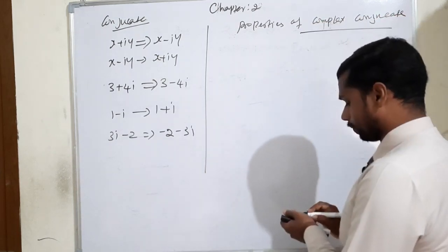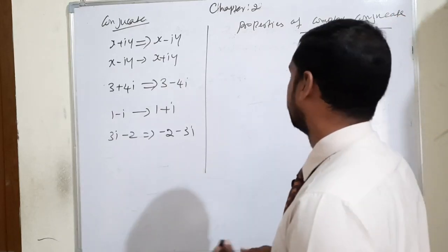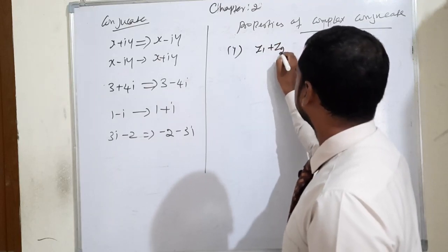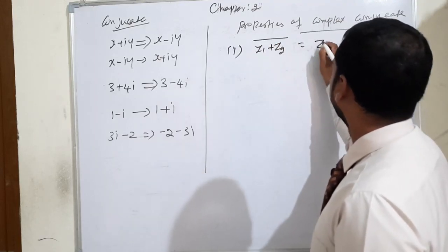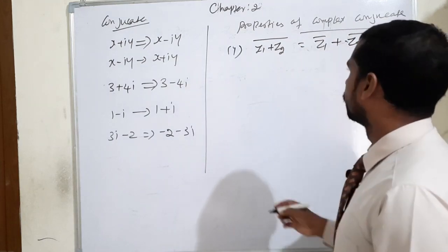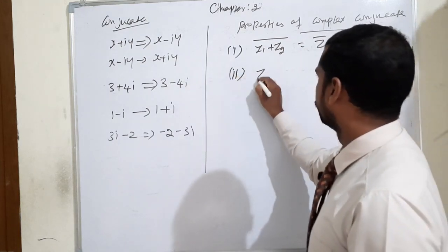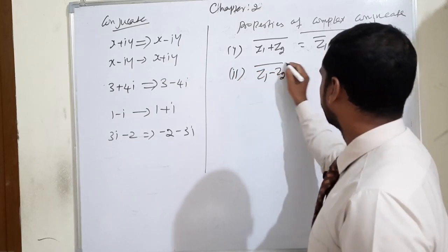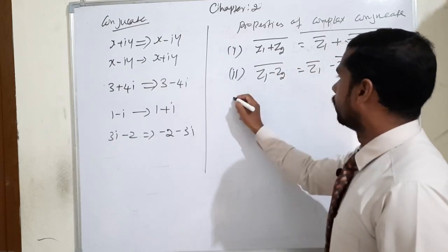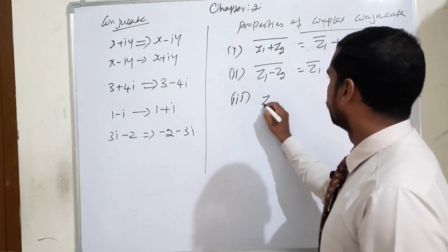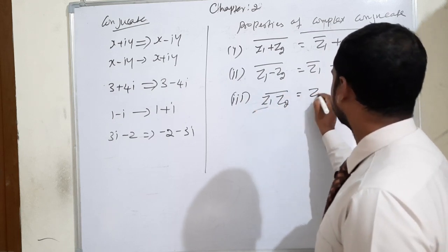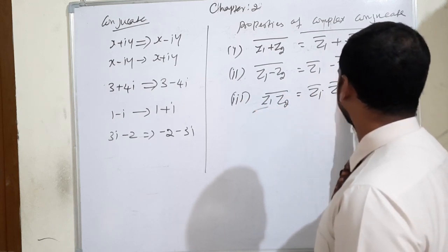Complex conjugate. Property number 1: Z1 plus Z2 the whole bar equals Z1 bar plus Z2 bar. Property number 2: Z1 minus Z2 the whole bar is equal to Z1 bar minus Z2 bar. Property number 3: Z1 into Z2 the whole bar means Z1 bar into Z2 bar.